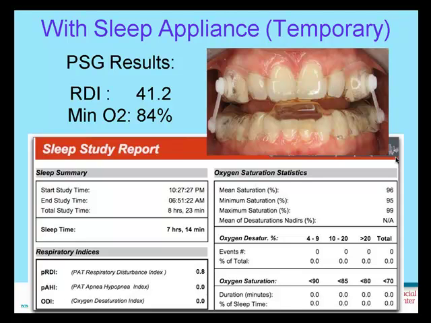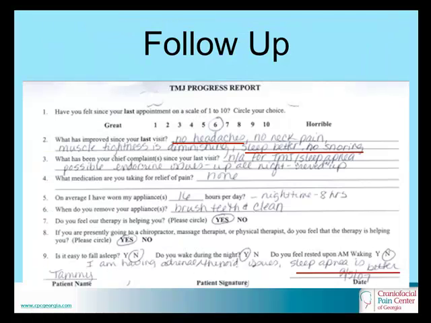At her first follow-up, no headaches. She's sleeping better, not snoring, and her sleep apnea is much better. And what we've got here is a little video of her journey, just to give you an idea of what it took for her to get where she got to.